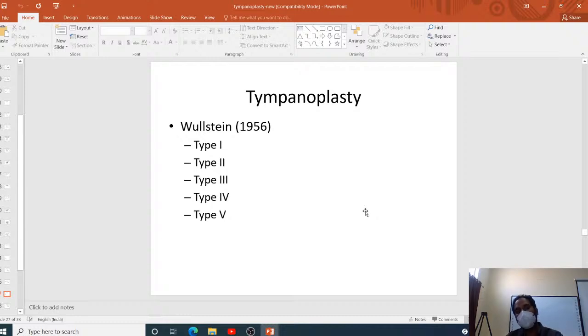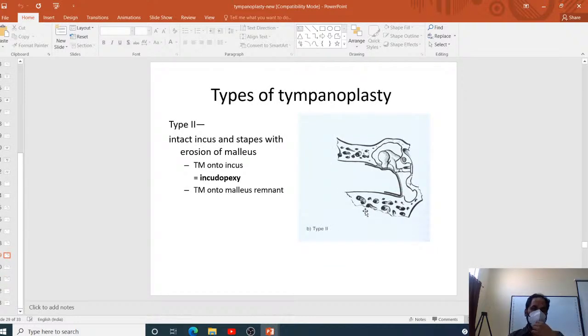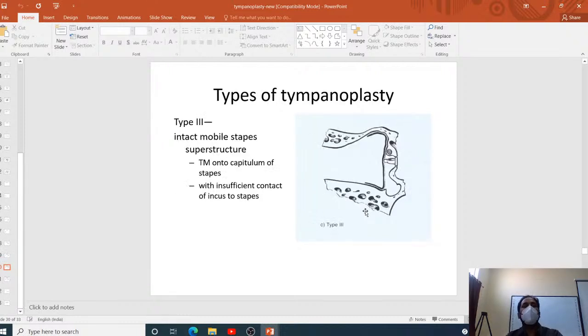Wullstein in the year 1956 described these types of tympanoplasties: type 1, 2, 3, 4, and 5. In type 1, the ossicular chain is intact, that is simply called simple tympanoplasty, or also called myringoplasty, where the graft is placed over the handle of malleus. Okay. In type 2, the incus and stapes are intact, whereas the malleus is eroded. Therefore, the tympanic membrane is placed onto the incus, that is called incudopexy. And in type 3, the incus and malleus are both eroded. In this, there is a mobile stapes superstructure.